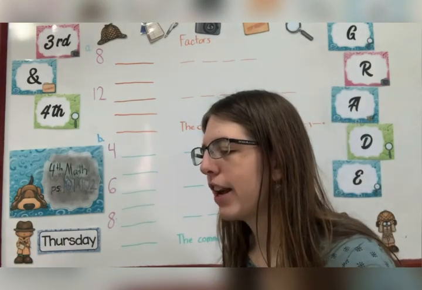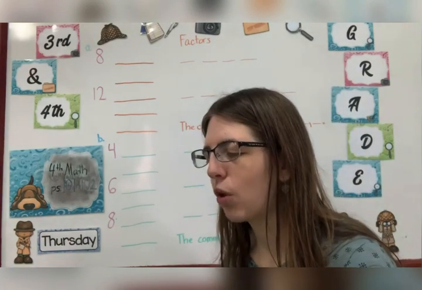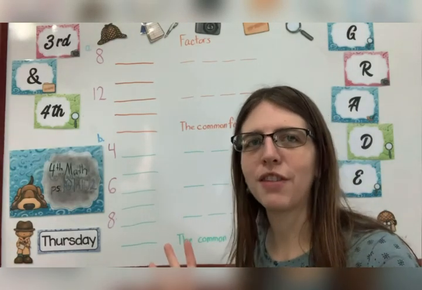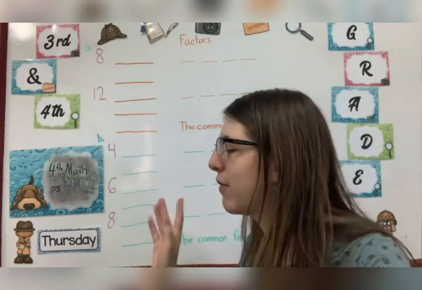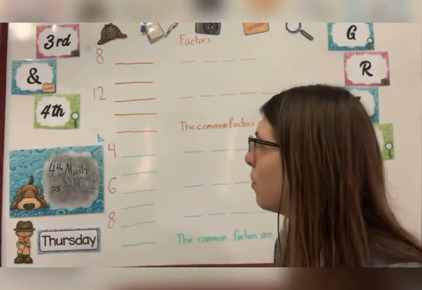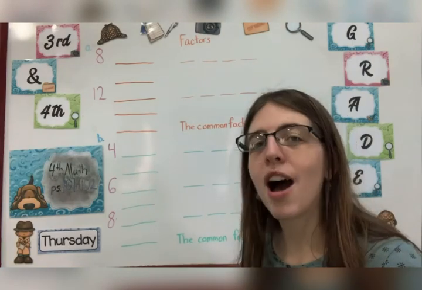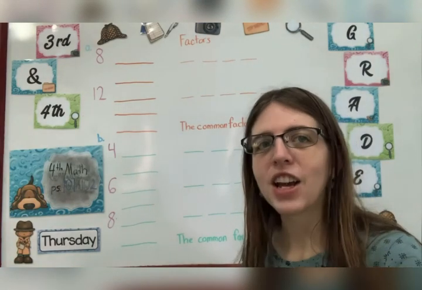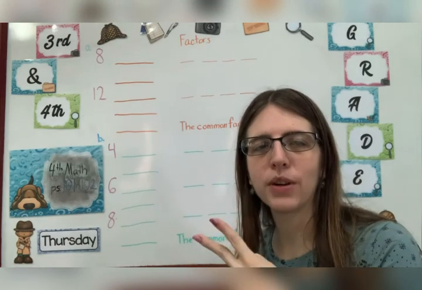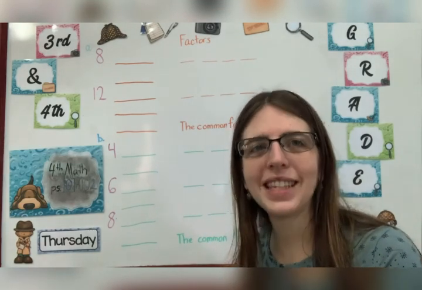Now, they've already filled in some of the factors for you, but I didn't fill them in on the board. So for the ones that they filled in, just bear with me as I fill it in here on the board. And then you fill in the rest. So we're going to talk about common factors today. Common factors are the factors that two different numbers have that are the same.